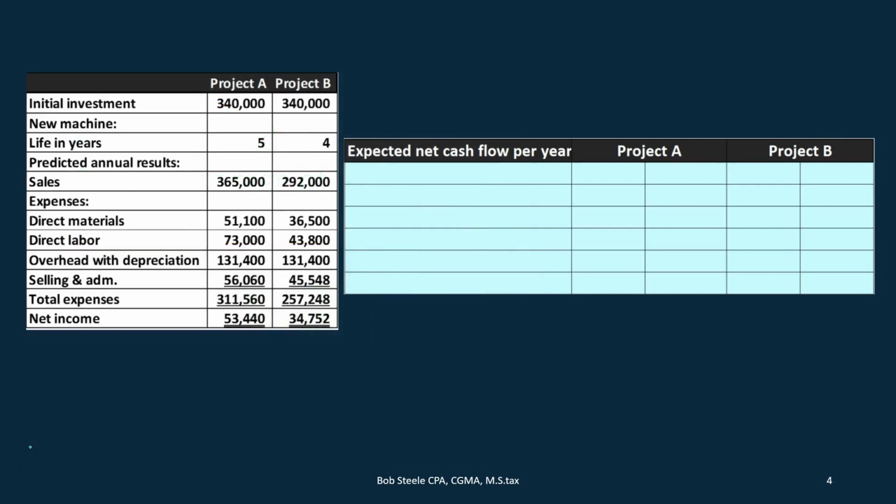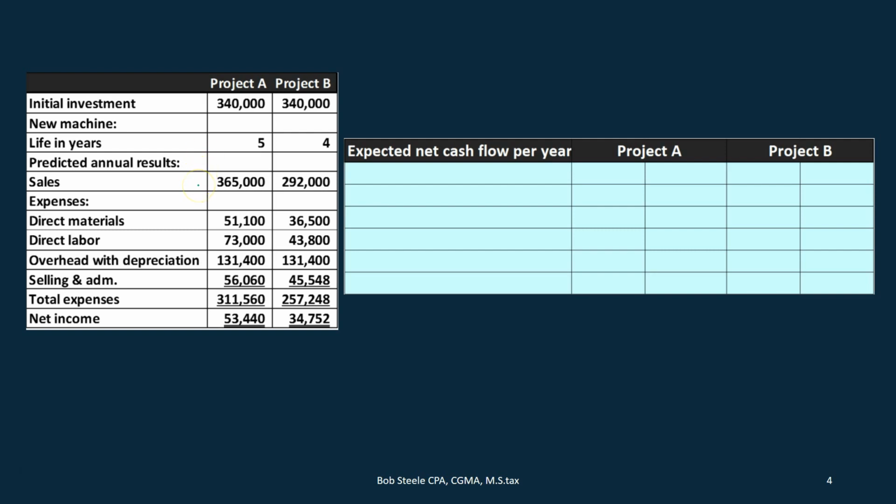We're going to start off with the more back of the envelope type of calculation, and in order to do that, we're going to need to get the cash flow here. So our data is going to be on the left hand side, and we have project A, project B. These are the two projects that we are considering. Project A and B have the same investment, the $340,000. It's going to be a new machine. So the new machine for project A is a 5-year machine. And for project B, it's for 4 years. So it's a 5-year investment versus a 4-year investment.